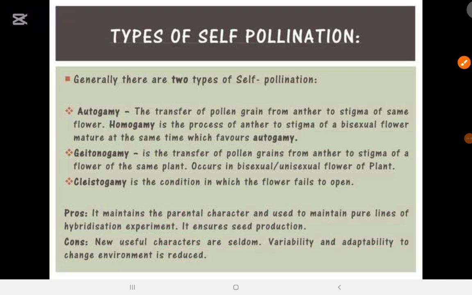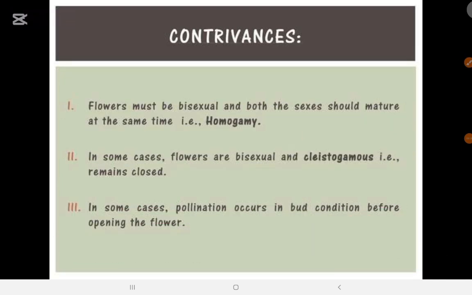All right. So now, what are the contrivances? The flowers must be bisexual and both the sexes must mature at the same time. So that's homogamy. In some cases, flowers are bisexual and cleistogamous, that is, they remain closed. And in some cases, pollination occurs in the bud condition before the flower even opens. So these are the contrivances favoring autogamy, the self-pollination.